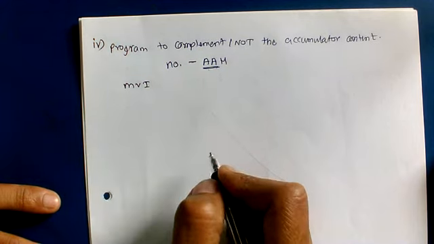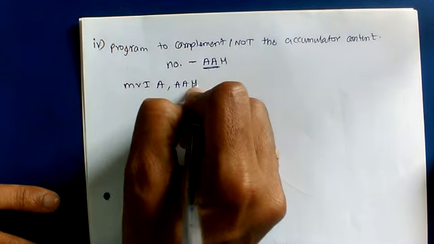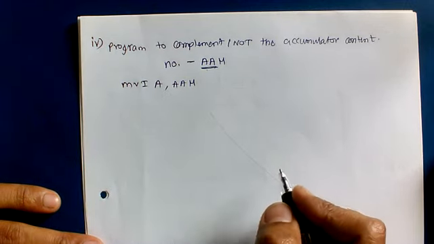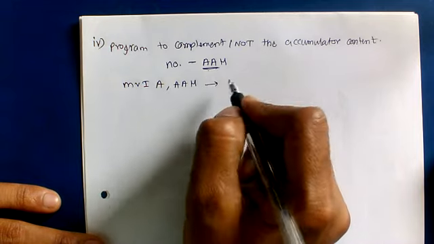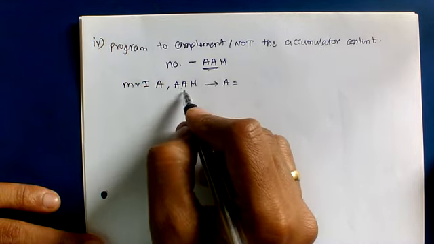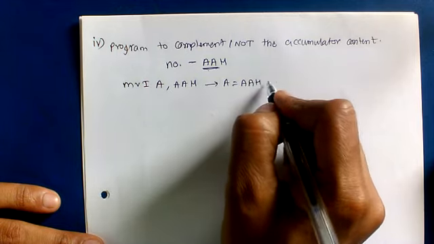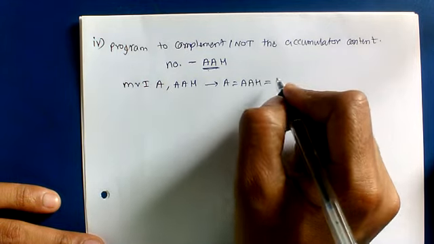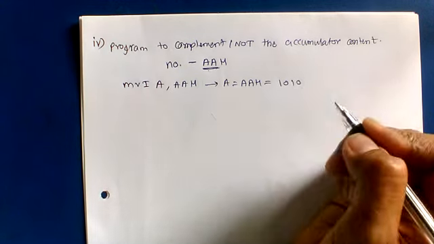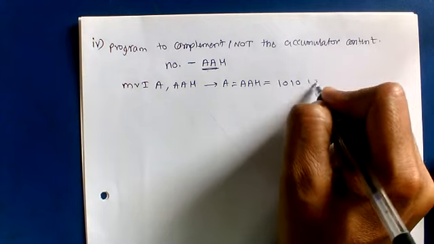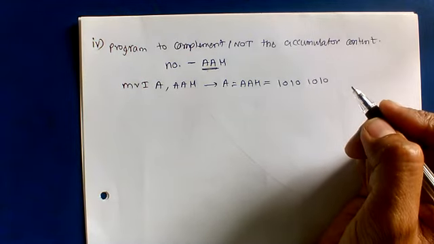So first instruction is move instruction, MVI A comma AA hex. Okay, so after the execution of this MVI A in accumulator, you will get AA hex. Also I will write in binary 1010 means A, again 1010 in binary. So this is nothing but AA.